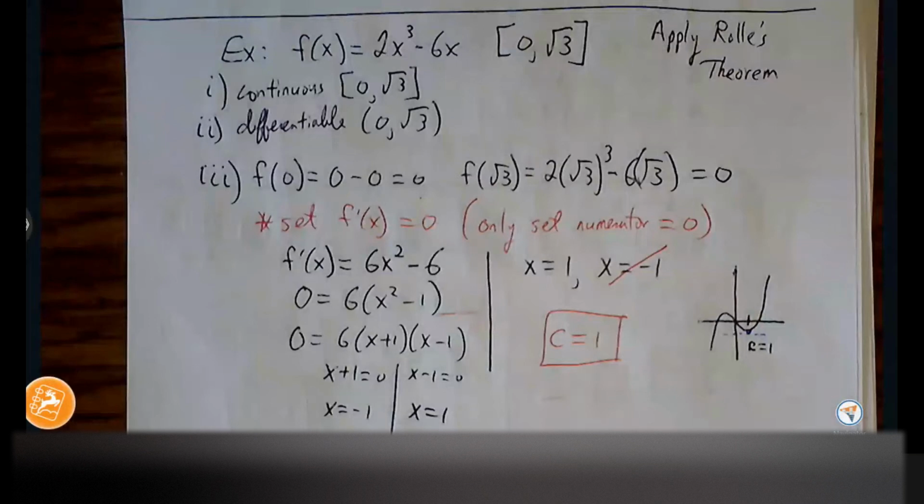Okay, any questions with Rolle's theorem? All right, let's look at the mean value theorem.